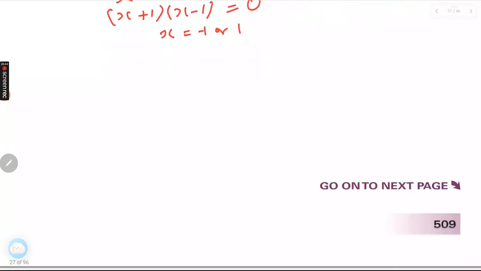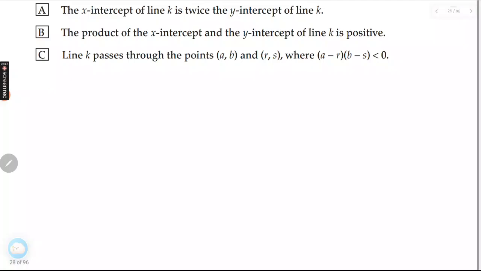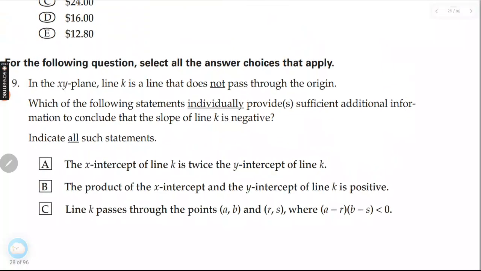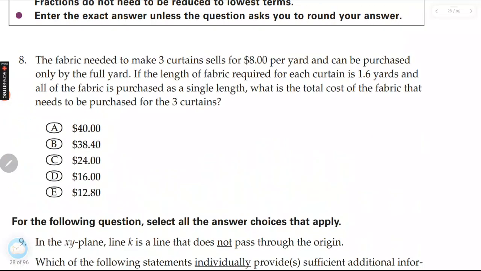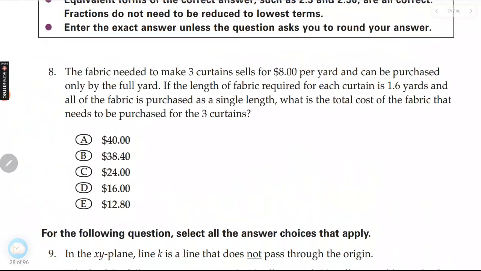Okay, we move to the last question. So we just pick one question and solve one question, just one more question, and we close because of time. So let's look at this. The fabric needed to make the curtains sells for $8 per yard and can be purchased only by the full yard. Wow.